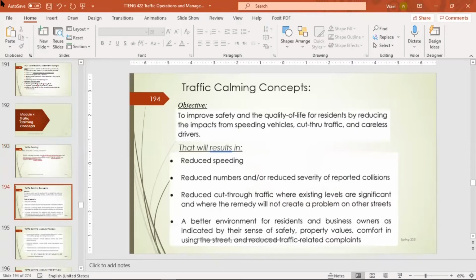So here the objective is to improve safety and quality of life for residents by reducing the impacts from speeding vehicles, cut-through traffic, and careless drivers.